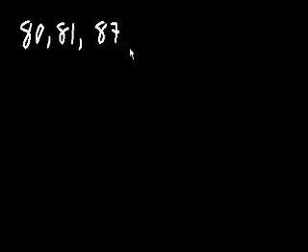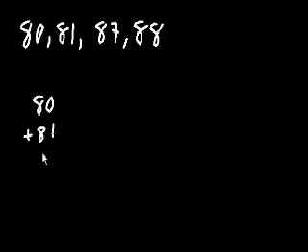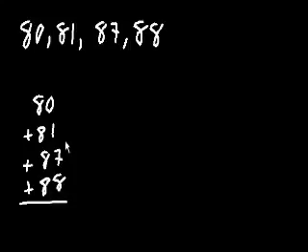Let's say on the first four tests of an exam, I got an 80, an 81, an 87, and an 88. What's my average in the class so far? Well, all I have to do is add up these four numbers. So I say 80 plus 81 plus 87 plus 88. Well, 0 plus 1 is 1. 1 plus 7 is 8. 8 plus 8 is 16.